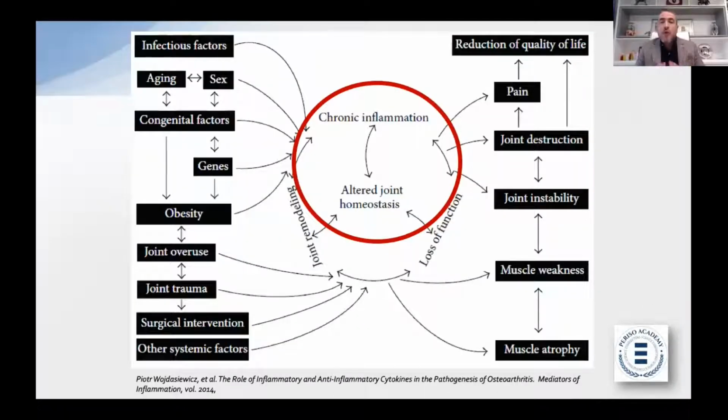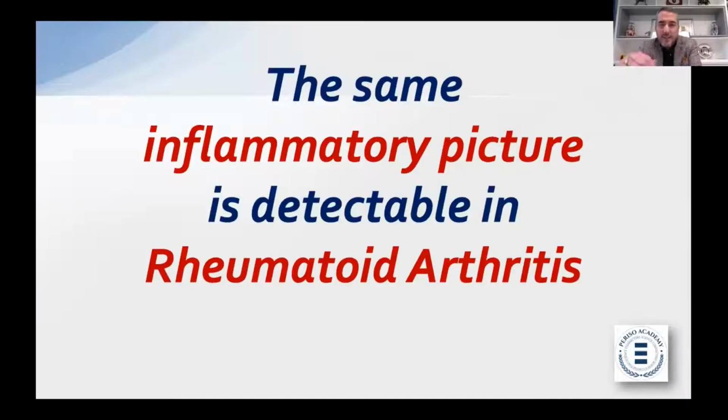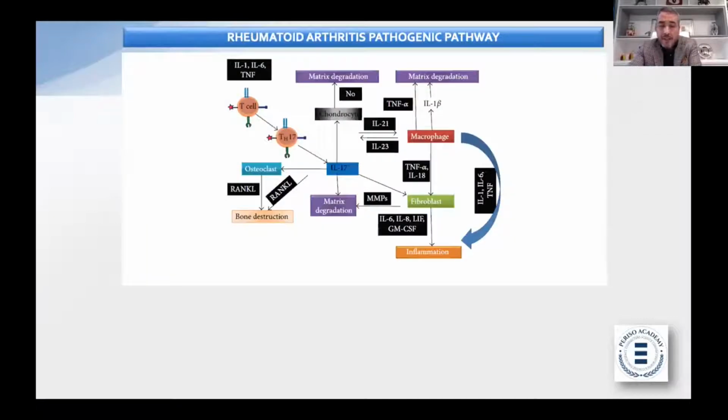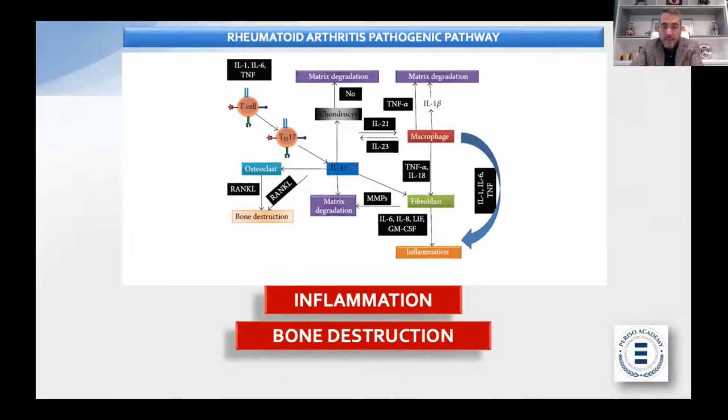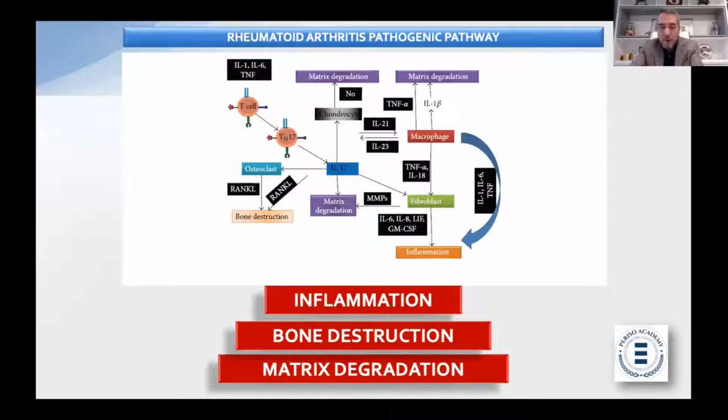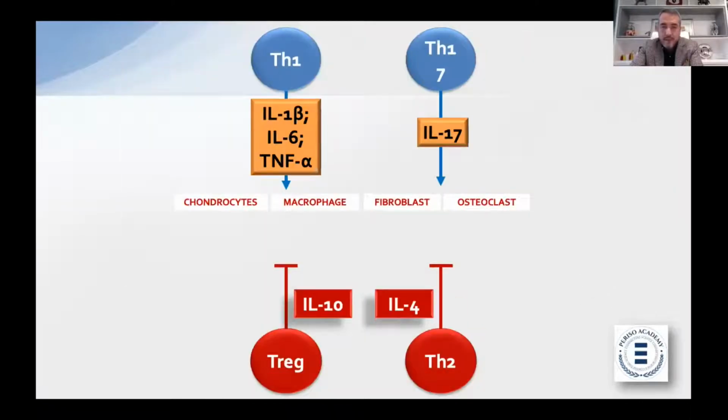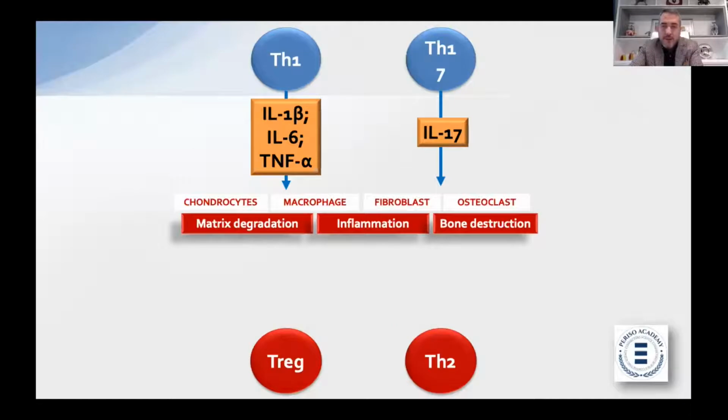Not only COVID, but wherever there is chronic inflammation, altered joint homeostasis brings a reduction in the quality of life: more pain, joint destruction, joint instability, and muscle weight loss and muscle atrophy, for example. It is the same inflammatory problem in rheumatoid arthritis. For example, interleukin 1, interleukin 6, and TNF are upregulated, interleukin 17 starts, and stimulates fibroblasts, inflammation, and degradation of matrix and bone destruction. Inflammation, bone destruction, and matrix degradation. The bigger problem is the matrix in chronic disease.